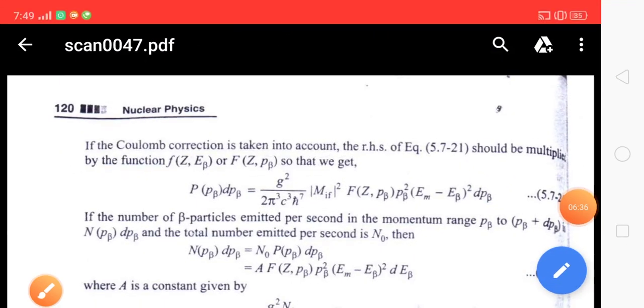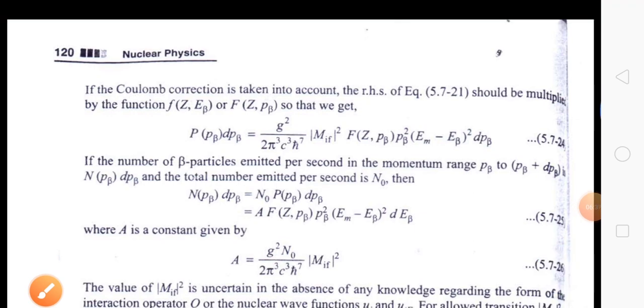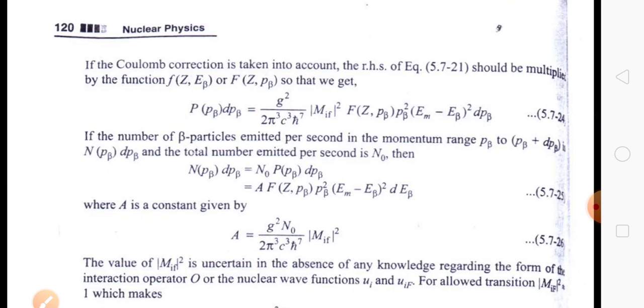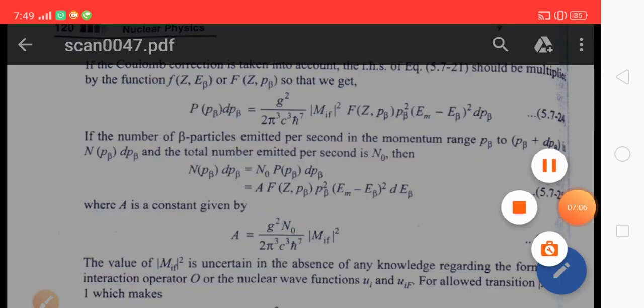If the Coulomb correction is taken into account, the RHS of equation 5.721, that is, please see yesterday's last equation, Fermi's theory of beta decay distribution equation, should be multiplied by the function F(Z, E_B) or F(Z, P_B). So E_B represents the energy and P_B represents the momentum.